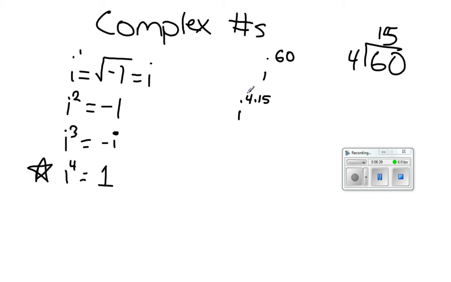So if we have 4 times 15, that means the 60th power would be in the same line as the 4th power. Which means i to the 60th has the exact same value as i to the 4th, which is 1. So i to the 60th power just equals 1. Hooray! Okay, it took us 7 minutes to determine the answer was 1.